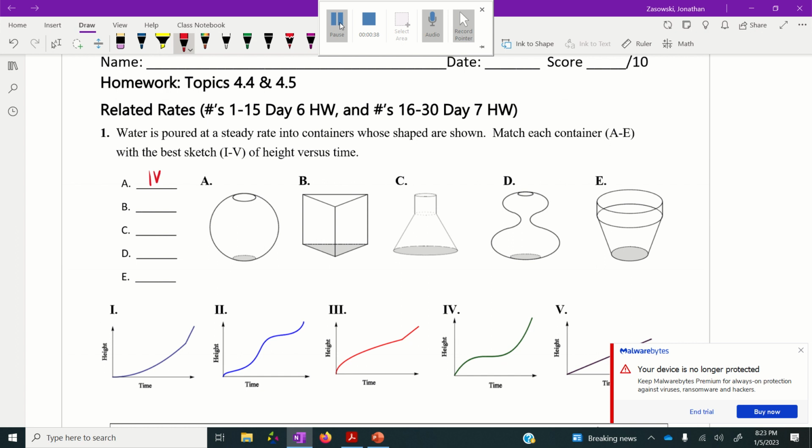With this graph, B, as you start filling it, it's going to fill up at a constant rate because it's a prism here. So it's going to fill up just at a nice constant rate. So that's going to be choice 5.